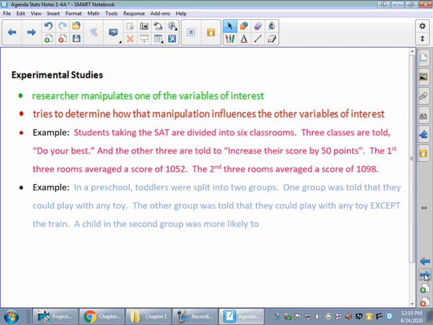Were the smarter kids all in those, or did something happen with that manipulation of that variable? Or, for example, in preschool, toddlers were split into 2 groups. One group was told that they could play with any toy. The other group was told, well, you can play with anything except for that train that's over there. A child in the second group, if you know anything about children, was probably more likely to have a tantrum or a meltdown or want to definitely play with that train. So we give different directions. We manipulate what we're looking at.